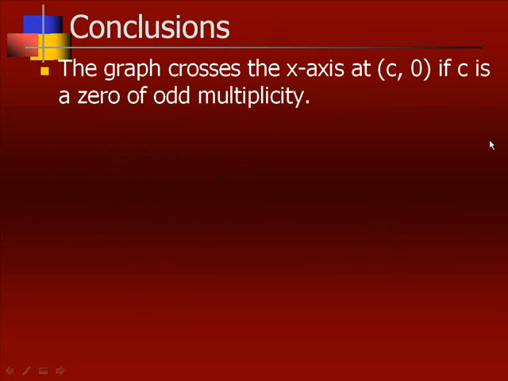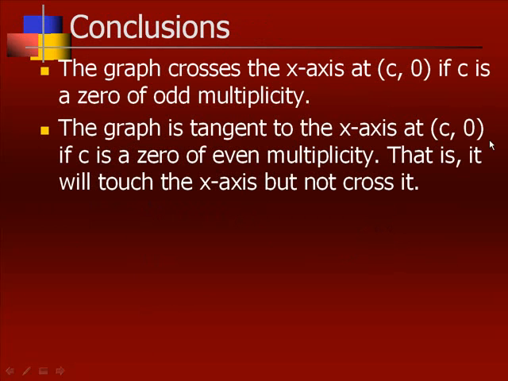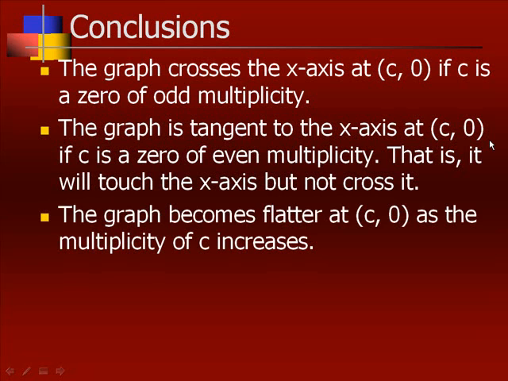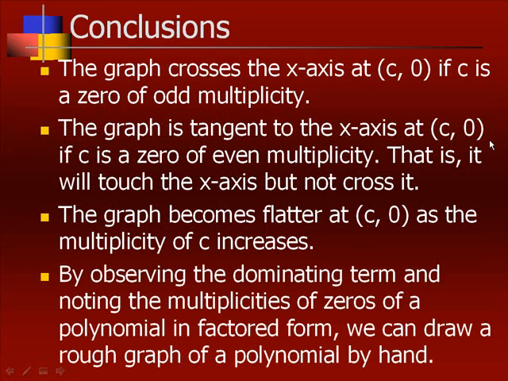Okay, so in conclusion, the graph crosses the x-axis at C if C is a 0 of odd multiplicity. The graph is tangent, or touches in one place, to the x-axis at C if C is a 0 of even multiplicity. That is, the graph will touch the x-axis, but it will not cross it. The graph becomes flatter at C as the multiplicity of C increases. So the more there are, the more leveled out it would be at that point.